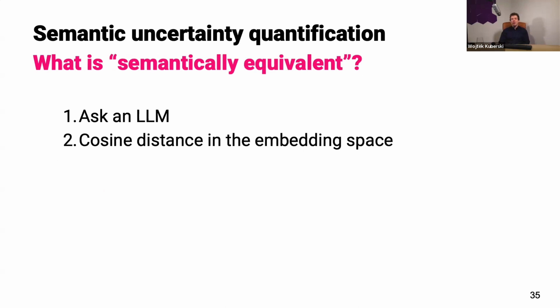And then how do we measure whether two answers to these three traversals, whether saying the capital city of France is Paris, are those two answers semantically equivalent? One thing we could do is ask an LLM, and another thing we could do, which is a bad idea, is to do cosine distance in the embedding space.